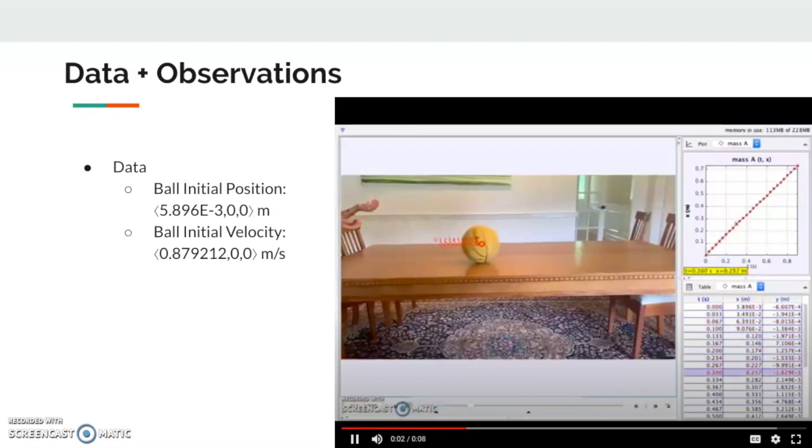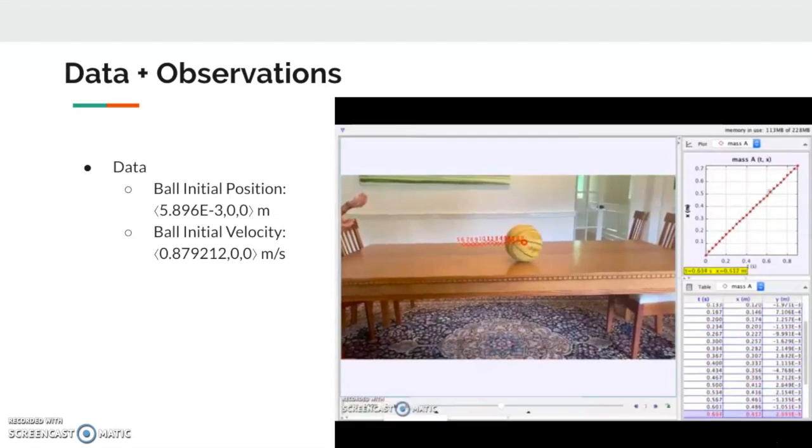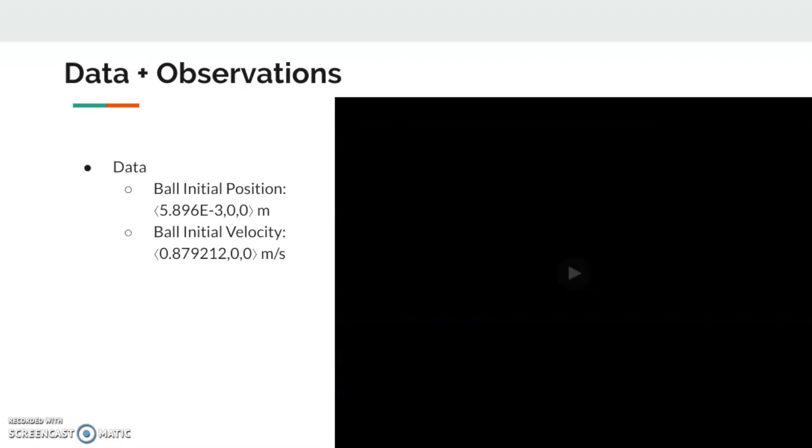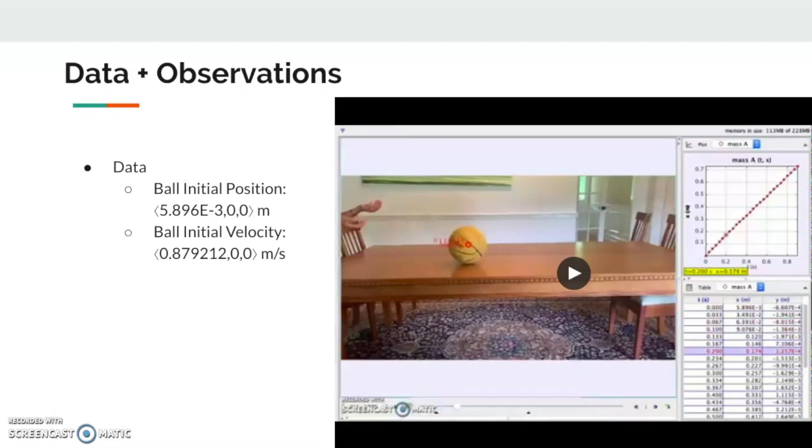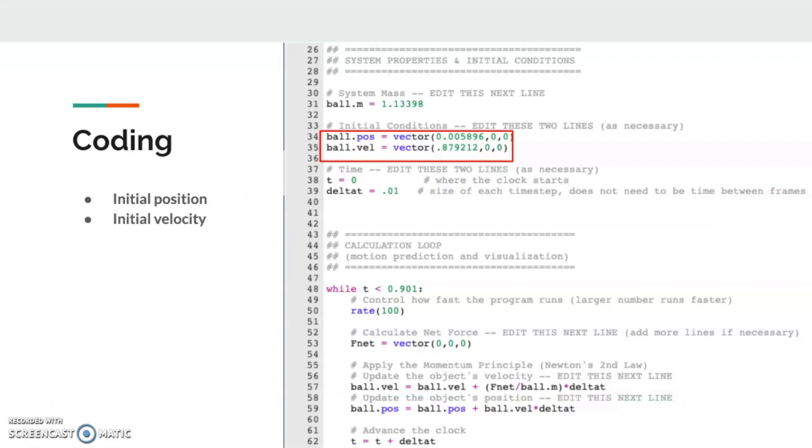Using the x-coordinate for the ball at time 0, I calculated the ball's initial position. Using this data point and the x-coordinate for the ball at time 0.033 seconds, the second timestamp, I then calculated the initial velocity. I altered the code to reflect these vectors for the initial conditions.